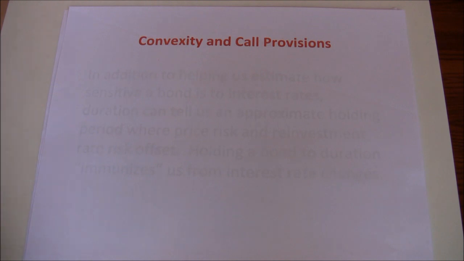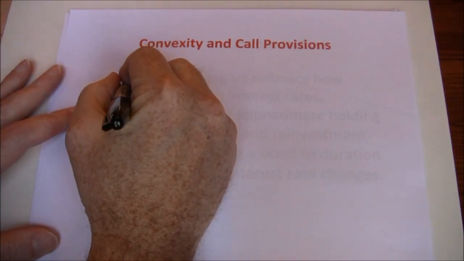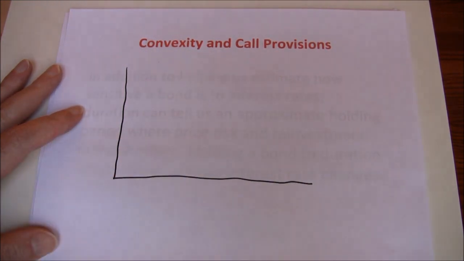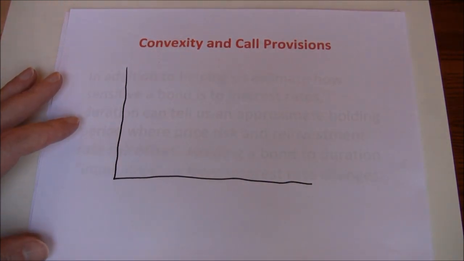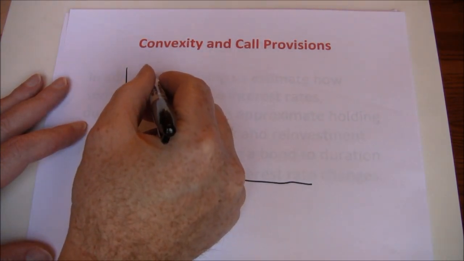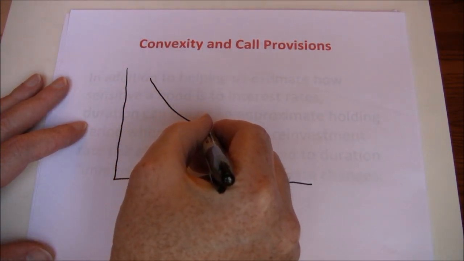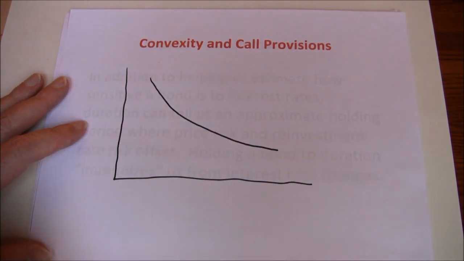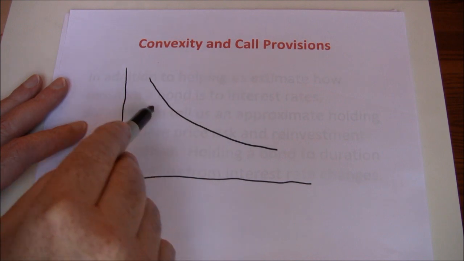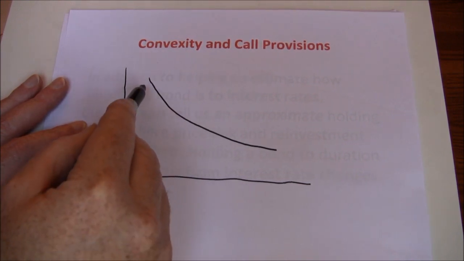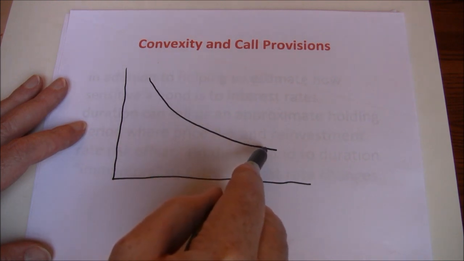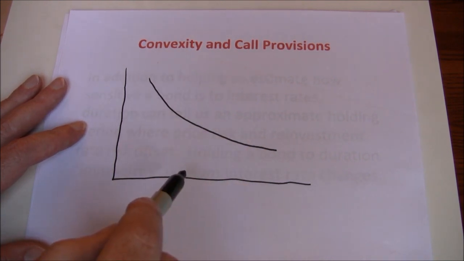Now, one other issue with convexity that I want to talk about a little bit is what happens when there's a call provision. So let me go ahead and just draw a quick graph here. Pretend those are straight lines. I have a little bit of artistic challenges. And a normal convex bond looks something like that. You can see that it's not a linear relationship. As interest rates decline, bond prices go up more rapidly. As interest rates go up, bond prices fall at a slightly lower rate.